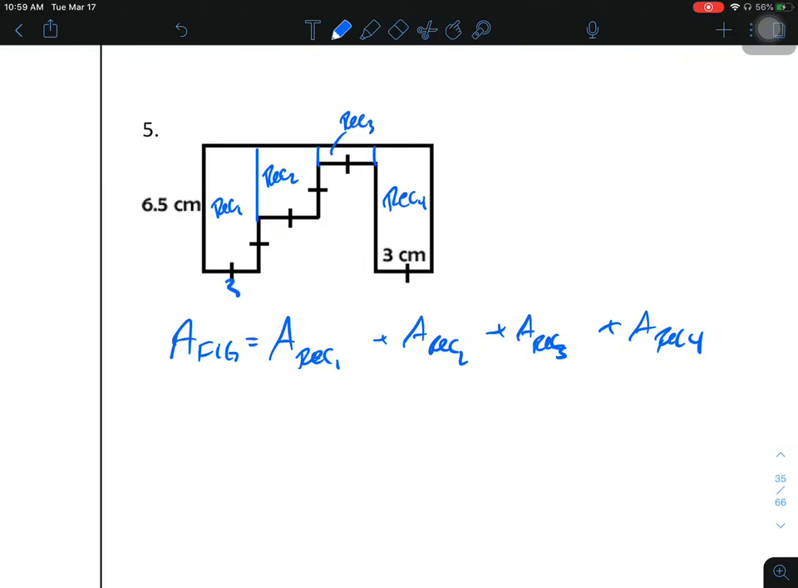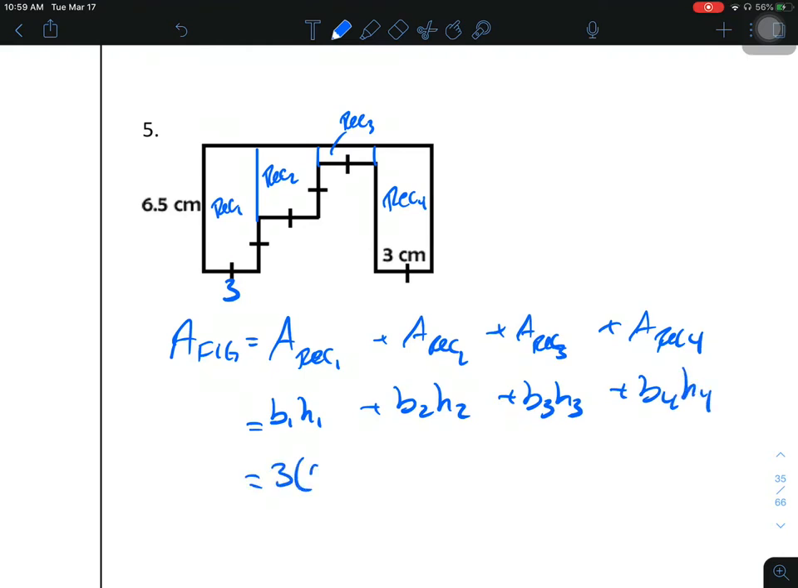Rectangle 1 has dimensions of 6.5 and 3 because this is 3. So I guess I should write first base times height plus base 2 times height 2 plus base 3 times height 3 plus base 4 times height 4. So that first one is 3 by 6.5. The second one is also 3. And then if we've used 3 here, and this whole thing is 6.5, that means there's 3.5 left for this. So that's 3 times 3.5.